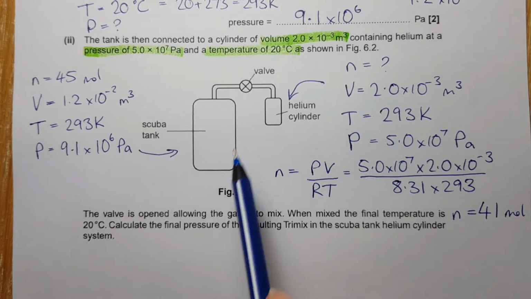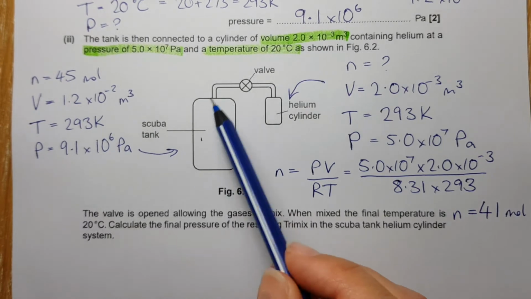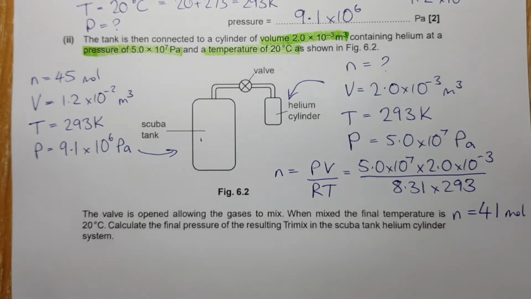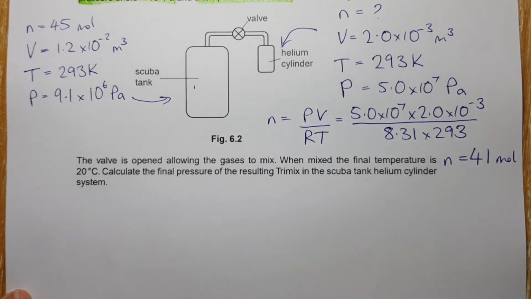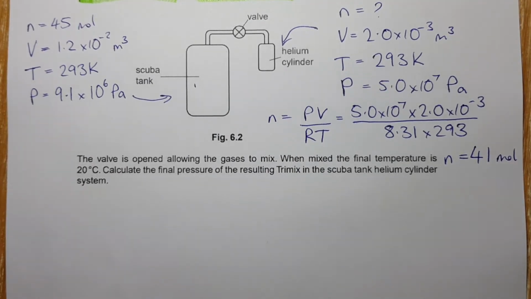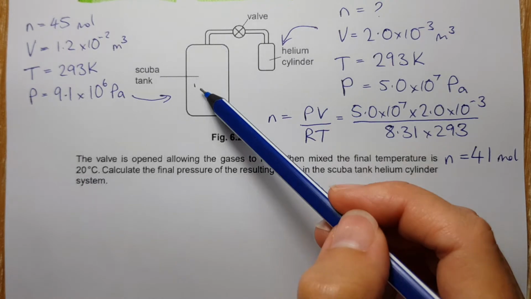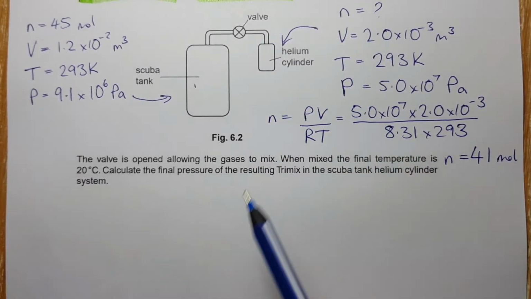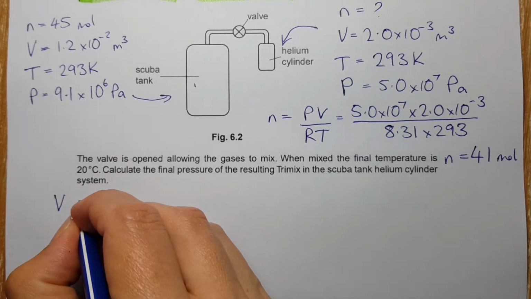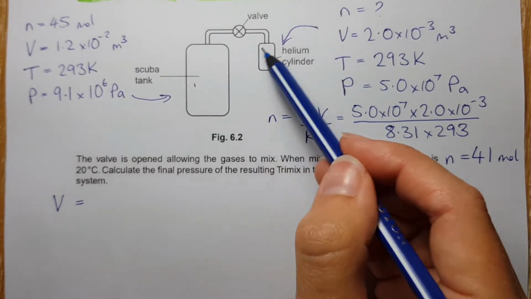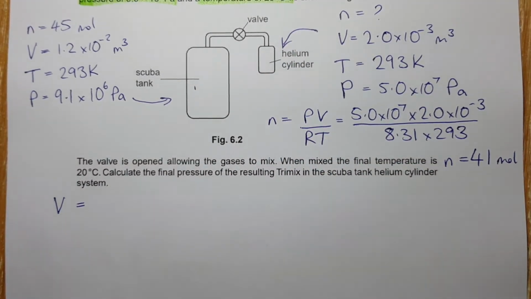Okay, so now we're told that the valve is opened and the gases are able to mix. And so what is the final pressure? Well, now it's just like we've got one big container. So if we think about that one big container, what do we know about it? Well, we know that its volume is just the volume of this one plus the volume of that one.